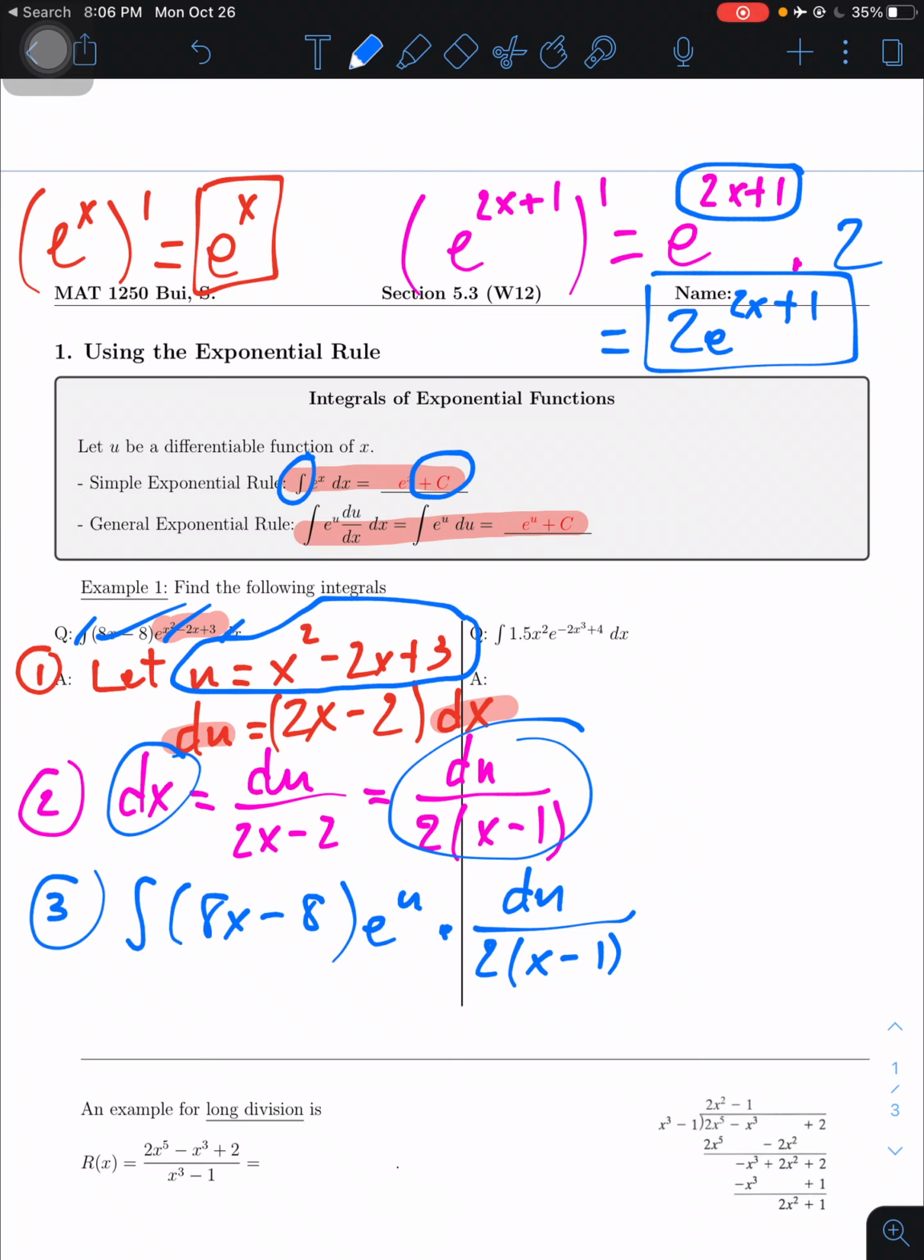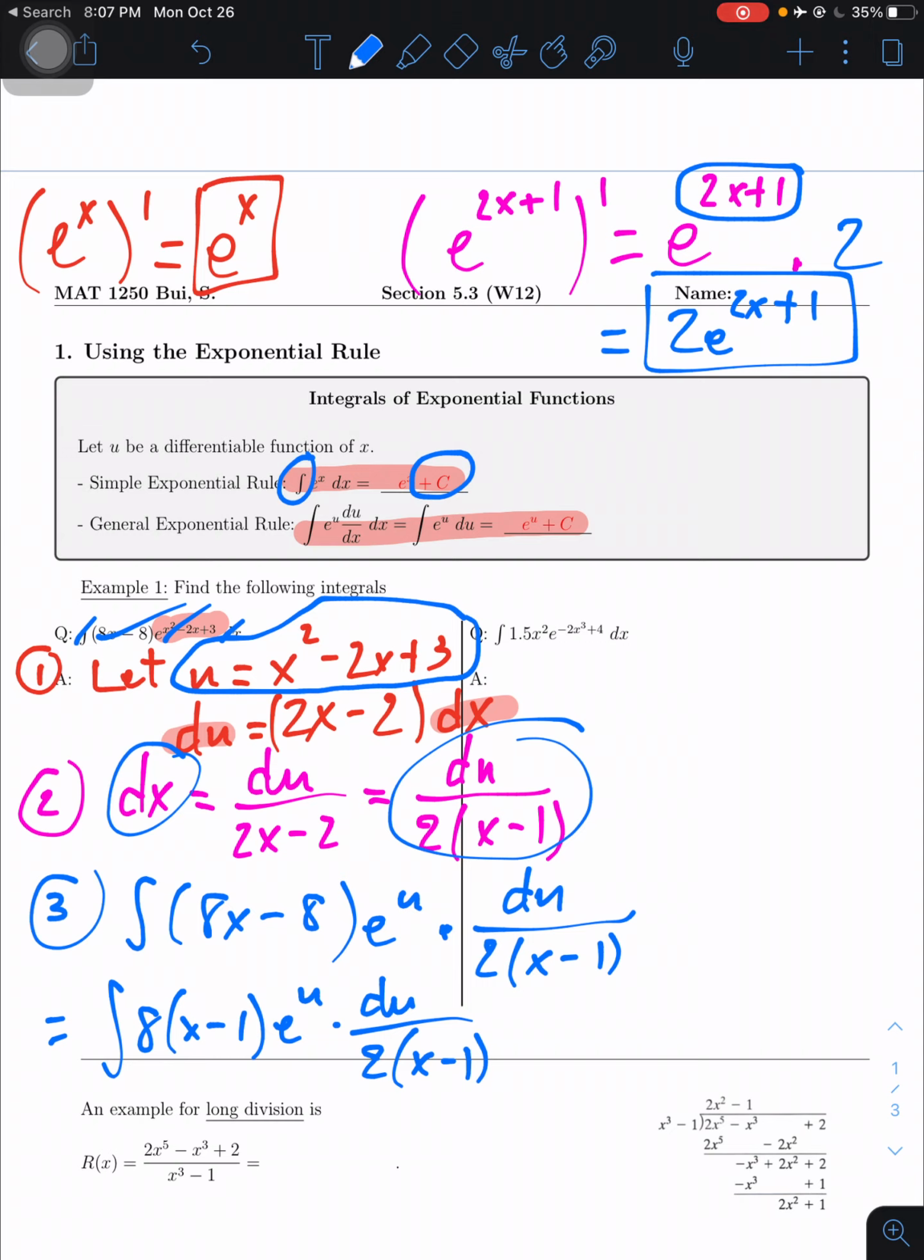Okay? What I'm going to do next is that I know in here I can factor out an 8, right? So to save a step, let me just do it now. So this equals the integral of 8. You know what? Let me just write down on this line rather than jam everything down. Okay, so integral and then 8 times x minus 1, because I factored out the 8, and then e to the u times du over 2 times x minus 1.